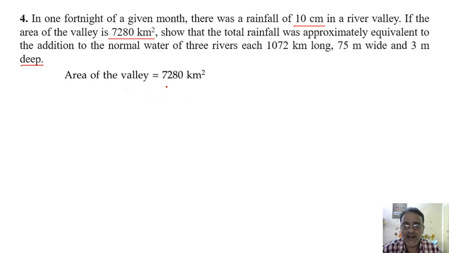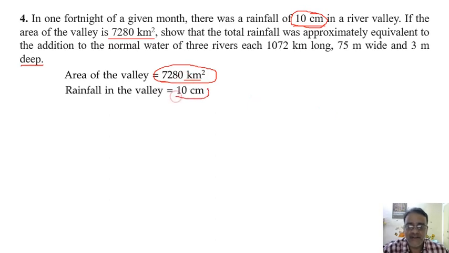So the area of the valley is given, and how will you find the volume of the water rainfall in that valley? Area into height. Okay, area of valley into the height of the rainfall. The height of the rainfall is given 10 cm, but it needs to be in kilometer. So how will you convert 10 cm to kilometer? By 1 lakh. Yes, very good. By 1 lakh or by 100, then 1000.